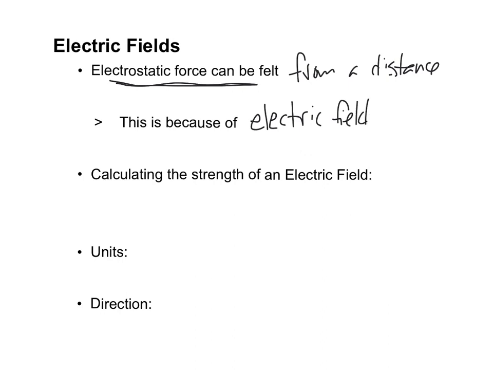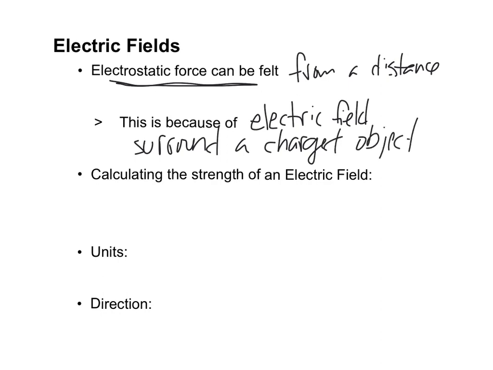We'll think about a field as surrounding a charged object. And it's the way in which a charged object is going to affect or modify the space around itself. So this electric field is going to surround a charged object. And depending on whether that's a positive charge or a negative charge, we can describe the nature of that field. We generally use arrows to represent our electric field.